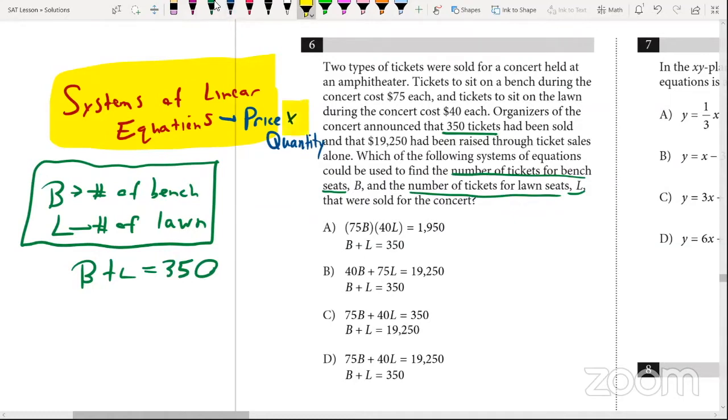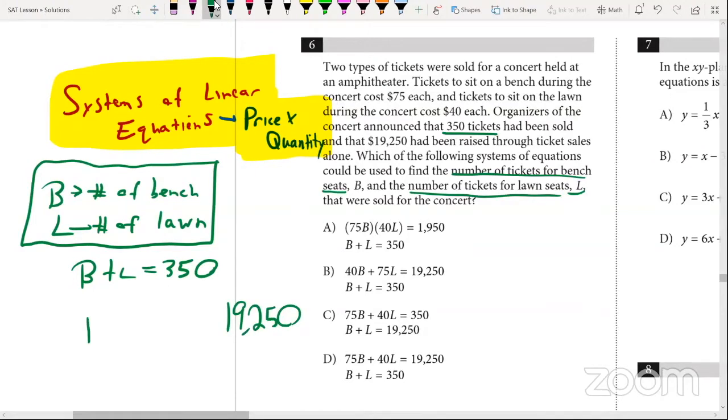And price is not always money. It could be just the idea that puppies weigh 5 pounds and kittens weigh 3 pounds or whatever it is, right? But the number that comes along with each item is what we refer to here as the price. But here it's the actual money, and the actual money brought in is $19,250. And that's your price times quantity statement.